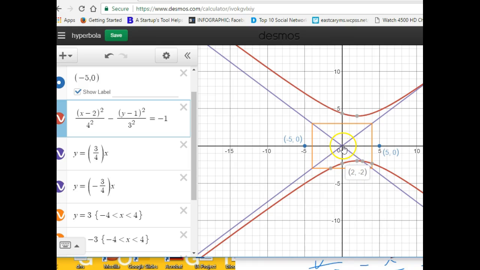Okay, and the same thing would happen with the orange rectangle. You could also consider it translated the exact same way, and the purple asymptotes, you can also consider them translated in the exact same way also. Okay, and that's it.